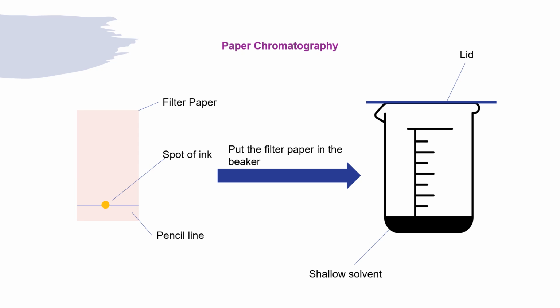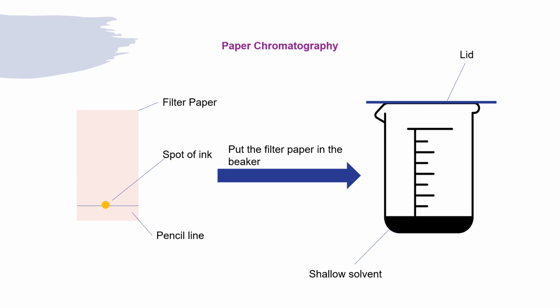5. Place a lid on top of the container to stop the solvent from evaporating. 6. The solvent seeps up the paper, carrying the ink with it. 7. Each different dye in the ink will move up the paper at a different rate, so the dyes will separate out. Each dye should then form a spot in a different place, one spot per dye in the ink.